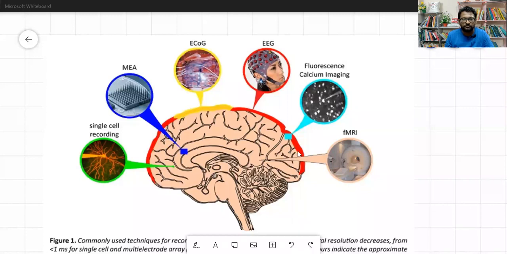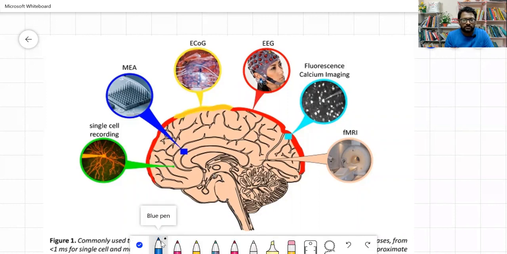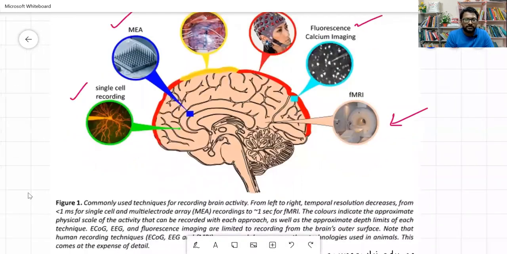So here, we'll be talking about the different methods that we use. Commonly used techniques record the brain activity. So we have different methods: single cell recording, MEA, ECoG, EEG, fluorescence imaging, etc. We'll deal with the individual ones.